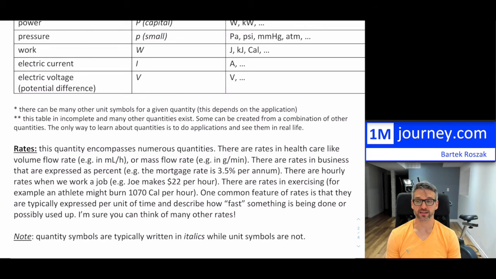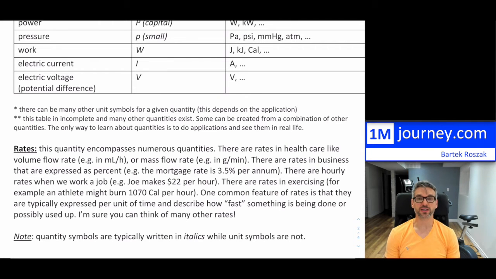There's also rates in business that you might have, or in personal life, if you're talking about a mortgage rate, so what is the percentage of money that you have to pay on an annual basis for your mortgage? You might talk about hourly rates, maybe you're working a job. So that's going to be a rate in terms of how much money you make, let's say maybe per hour. There are rates in exercising. I don't know, maybe you're on a stationary bike and you want to know how many calories you have burned in a certain amount of time. So maybe per hour or whatever, or per minute or something of that nature.